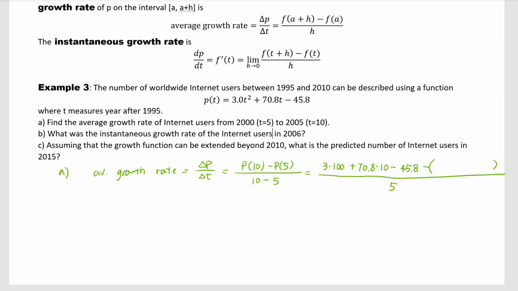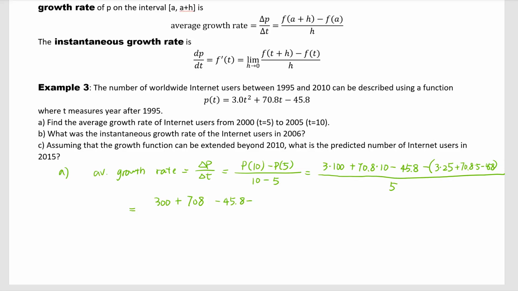Okay, so we plug in 5. 5 squared is 25. So this times 5 and minus 45.8. Oops, I almost ran out of space. So what is that? Well, that's 300 plus 708 minus 45.8.